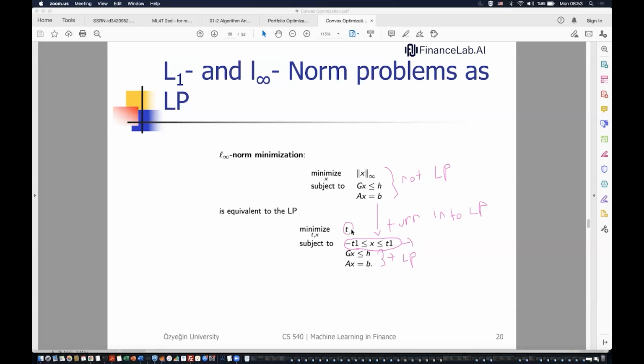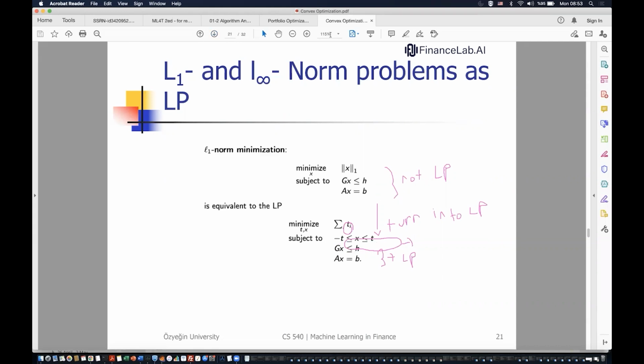And we try to minimize t such that, for the x coordinates, this condition, minus t times vector 1, smaller or equal than x, as well as the additional constraint where x is smaller or equal than t times 1, is satisfied. And in this case, this becomes the L-infinity norm minimization problem as a form of LP. And again, we have a similar thing for L1 minimization.